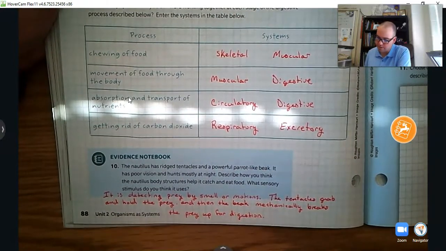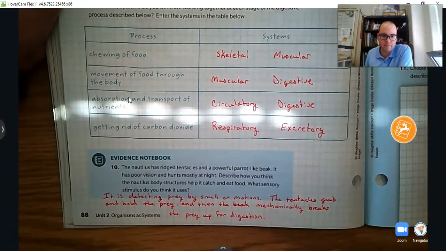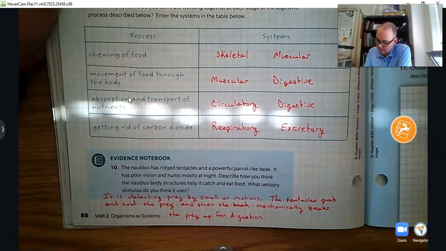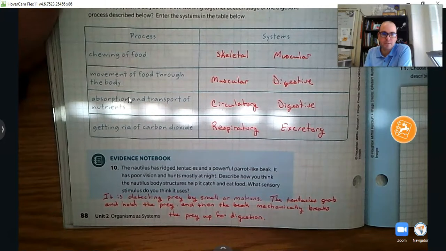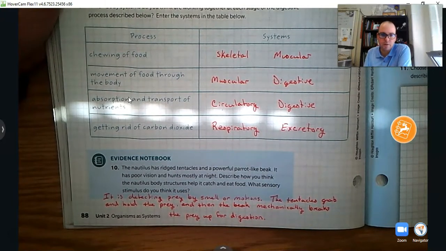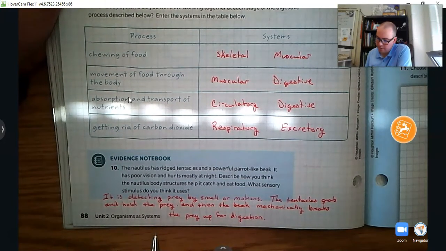The nautilus has ridged tentacles and a powerful parrot-like beak. It has poor vision and hunts mostly at night. So how do you think the nautilus body structures help it catch and eat food? And what sensory stimulus do you think it uses? Well, in that case, it is detecting prey by smell or motions.